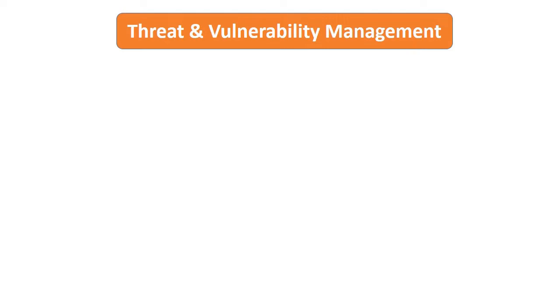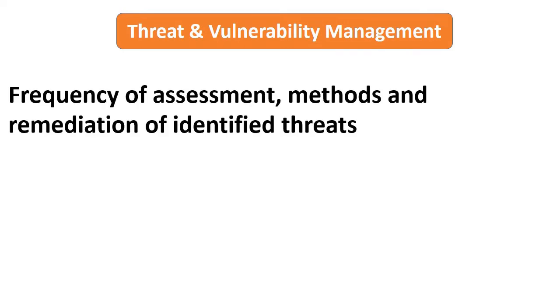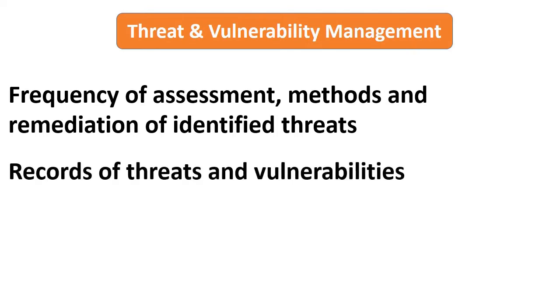Point number five, threat and vulnerability management. Ensure there is a policy on threat and vulnerability management that includes how to address threats and vulnerabilities, covering the compliance requirements, frequency of assessment, methods, and the remediation of identified threats based on severity and criticality. Check and verify the records of threats and vulnerabilities, including the mitigation status, are maintained.